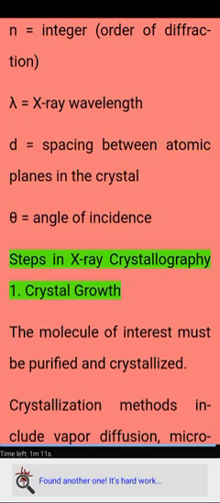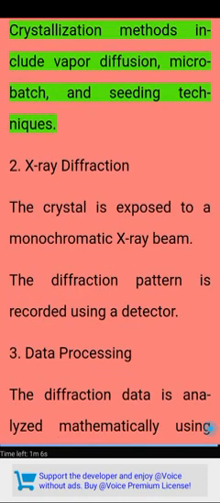Steps in X-ray crystallography. 1. Crystal growth. The molecule of interest must be purified and crystallized. Crystallization methods include vapor diffusion, microbatch, and seeding techniques. 2. X-ray diffraction. The crystal is exposed to a monochromatic X-ray beam.